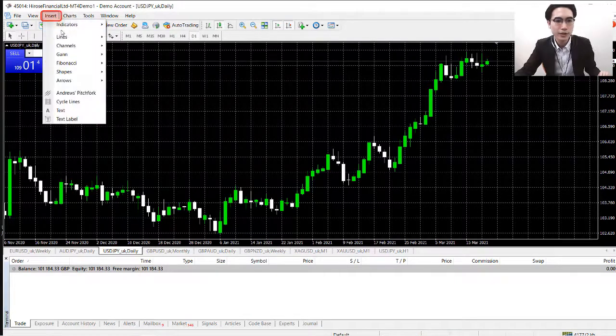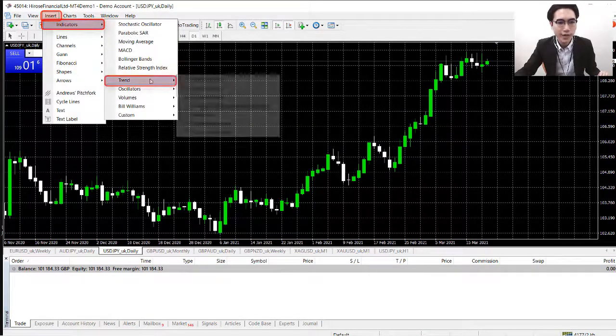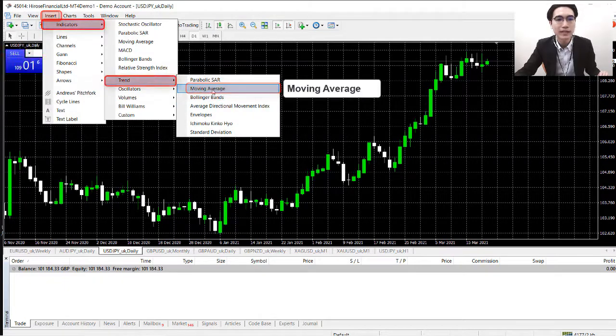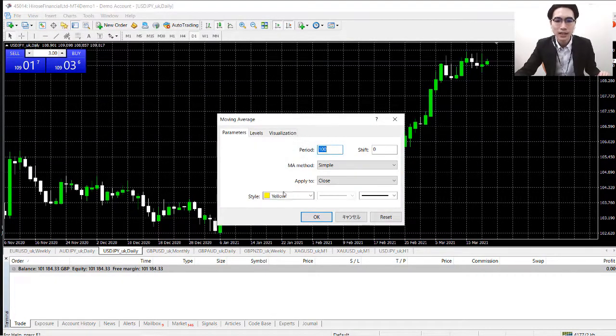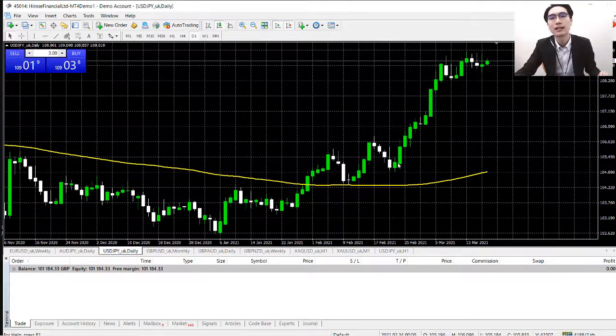I go to Insert, Indicator, Trend, then I find the moving average here. I click on this one, and I will set up the long-term simple moving average first, which is a 100 period simple moving average, and I set it to yellow. After I get this done, I click on OK, and now I have a long-term yellow simple moving average.